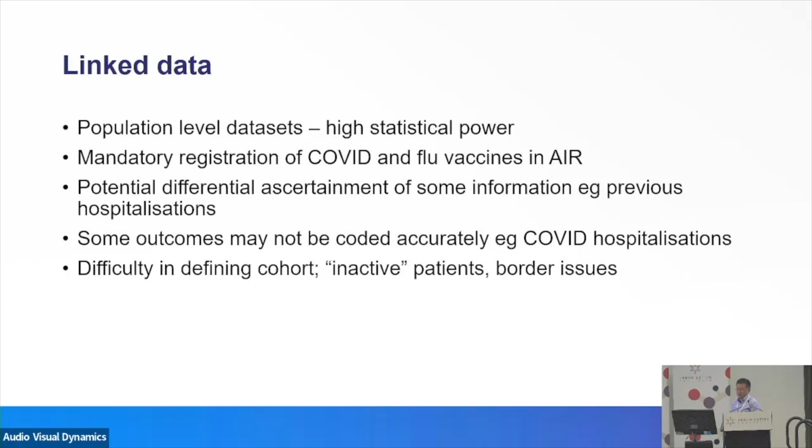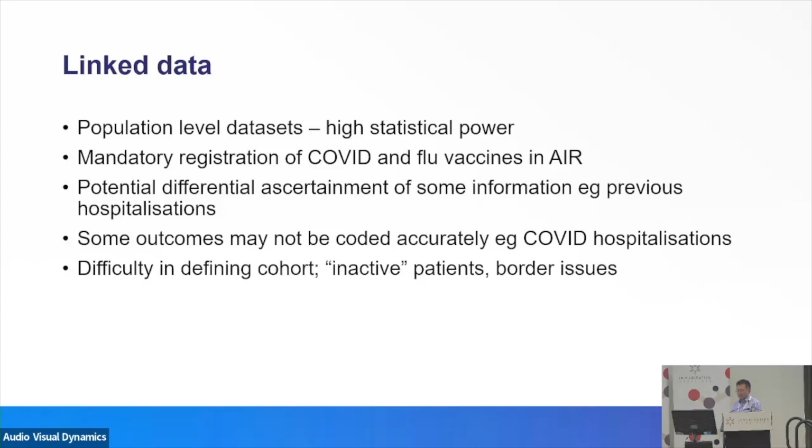And then some outcomes may not be coded accurately. So COVID hospitalizations, we can't really tell easily with COVID versus for COVID. In the old days, a lot of flu hospitalizations, those diagnoses were made clinically and not confirmed by PCR, but that obviously has changed over time.